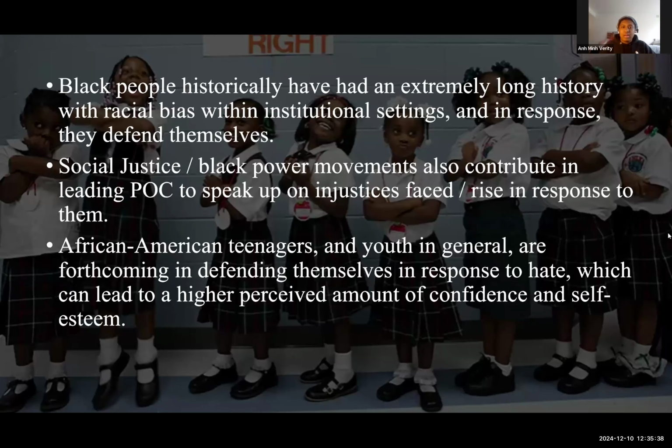Well, because Black people have a historically long history with racial bias in educational settings, they have this response to defend themselves, basically. If you think about the rise of the Black Power movement in 2020 to 2021, that encouraged a lot of defending yourself, empowering Black voices, speaking up against injustices. So Black students and African Americans within the US have a very long history of rising to any discrimination to defend or protect themselves. As such, this results in a higher perceived amount of confidence and self-esteem compared to their peers.